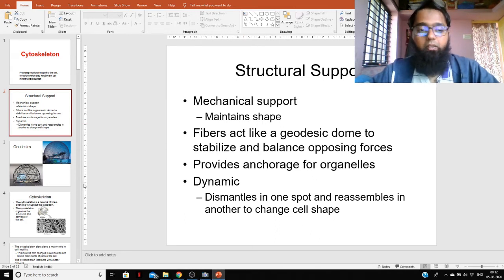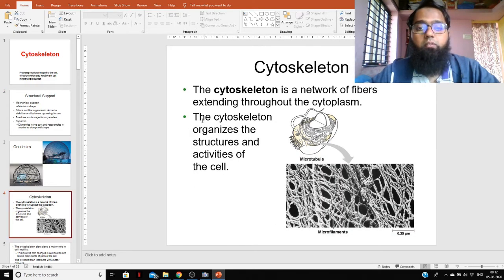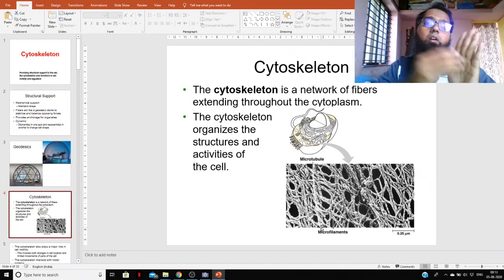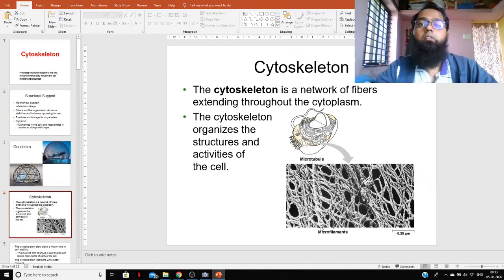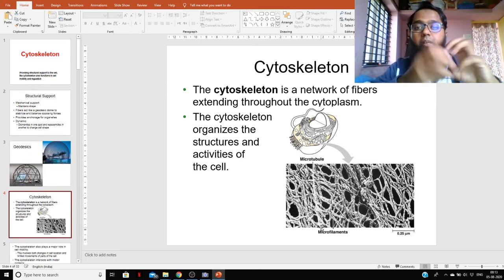Okay, so this is what is happening. You can see it in the next slide. A very good photograph here is the electron micrograph. The cytoskeleton is a network of fibers extending throughout the cytoplasm. The cytoskeleton organizes the structure and activities of the cell. Here it is a mesh-like structure, as you can see on the screen, in which the materials are going to be stuck. This is the mesh-like structure formed in the cell, in which the materials are stuck. You can take the example of the concrete slab in a home. The framework of the bars is comparable to the cytoskeleton.